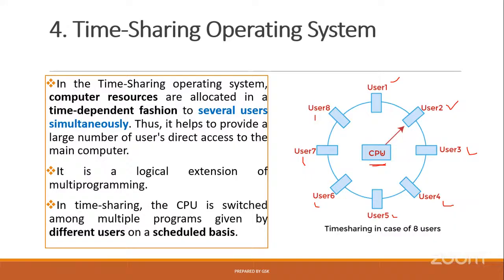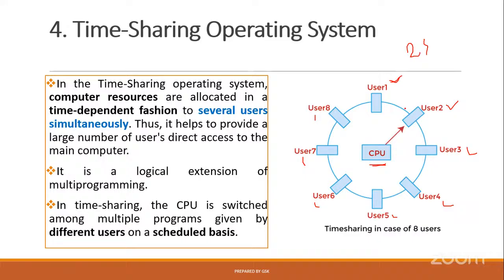So here the word time sharing means the CPU gives some slice of time to each and every user. Let me give a simple example to understand this concept. Suppose the CPU gives some slice. Slice means a little bit of time. Assume that in this example, the CPU slice time is 2 seconds. 2 seconds will be allocated to user 1. Next 2 seconds will be given to user 2's task. Next 2 seconds will be given to user 3's task, and so on.